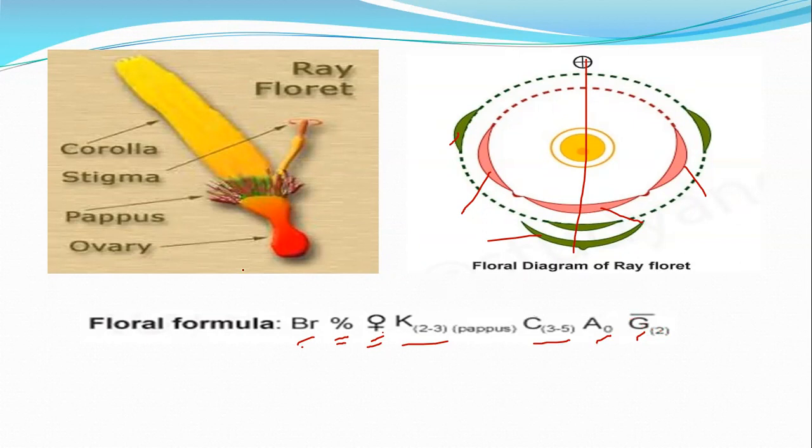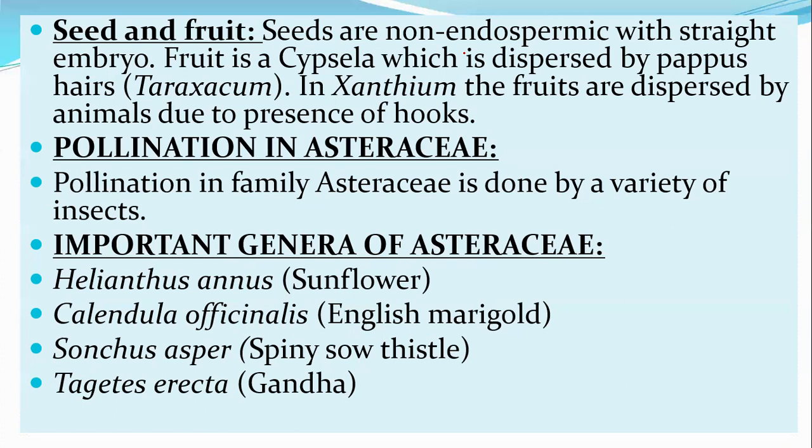So try to understand. Seed, what type of seed is present? Whether seeds are endospermous or non-endospermous, try to remember seeds are non-endospermous. As for the fruit, in the family Asteraceae, cypsela type of fruit is present. How are the fruits dispersed? With the pappus, in Taraxacum. In Xanthium, it is dispersed through animals with the help of hooks. These two examples you try to remember.